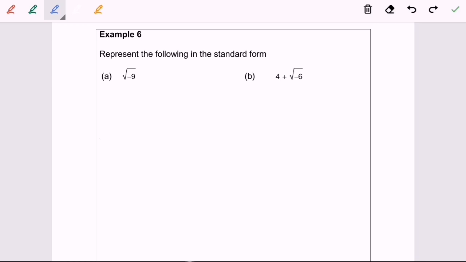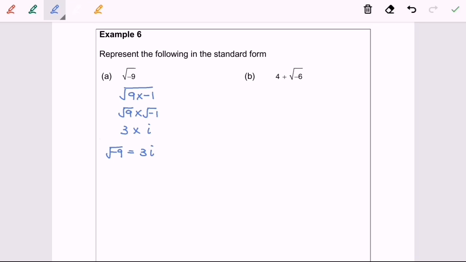It can be represented as the square root of 9 multiplied with negative 1. So by using the properties of square root, we can separate them as the square root of 9 multiplied with the square root of negative 1. By referring to the square root of 9, we will have 3, multiplied with the square root of negative 1, which is represented as i. So finally, the square root of negative 9 is equal to 3i. This is what we call an imaginary number.